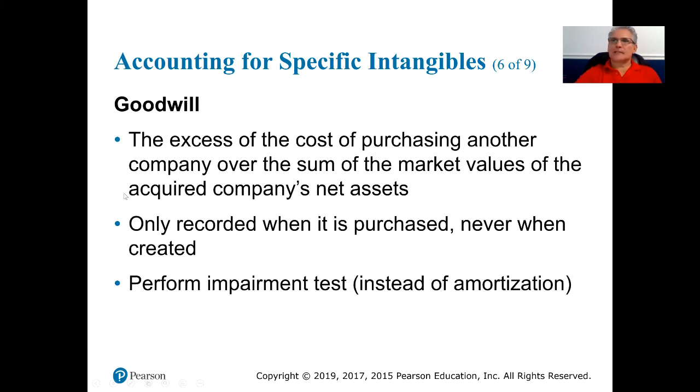Goodwill is a little bit of an interesting concept. What Goodwill is specifically is the excess of the cost of purchasing another company over the sum of the market values of the acquired assets, which seems a bit awkward, but it actually is very true. It happens all the time.